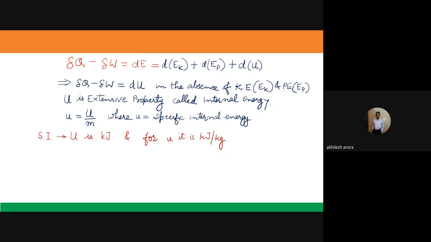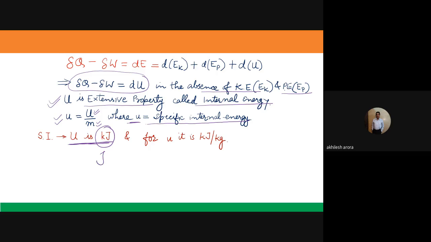So finally, I can say that this is the equation delta Q minus delta W is equal to dU in the absence of kinetic energy and potential energy. Now, what is U? Capital U is an extensive property called internal energy, whereas small u is equal to capital U divided by mass, where small u is specific internal energy. And here I have once again written the SI units: for total internal energy, the unit is kilojoules or joules, and for small u, it is kilojoules per kg or joules per kg. So this was about the units.